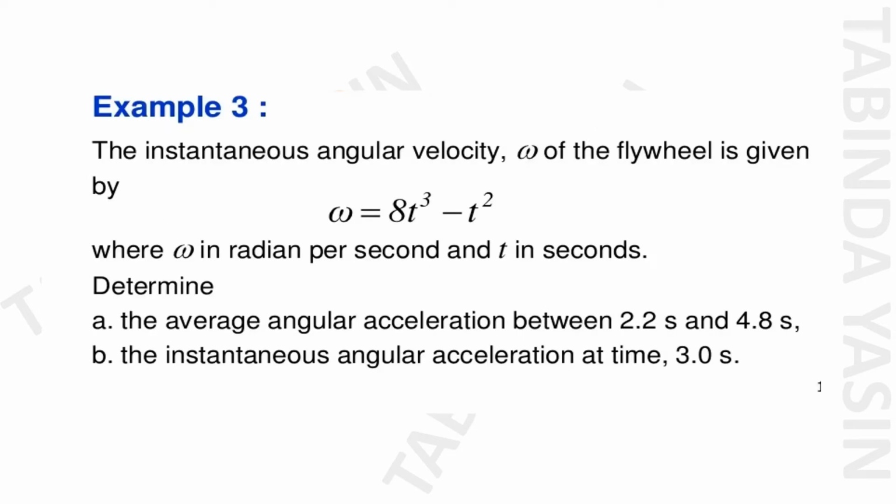Now starting with example number 3. The instantaneous angular velocity omega of a flywheel is given by omega equal to 8t cube minus t square, where omega is in radian per second and t is in seconds. We have to find the average angular acceleration between 2.2 second and 4.8 second, and the instantaneous angular acceleration at time 3 second. That is similar to work done previously, and the same steps are going to be used here.